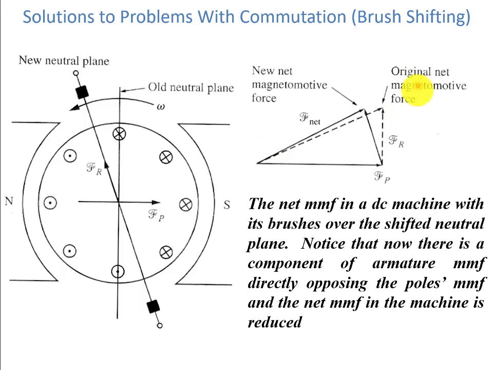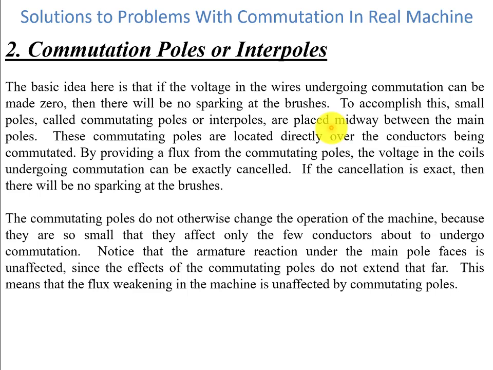Now here this was the original magnetomotive force, and obviously they are orthogonal, and we can have the maximum net magnetomotive force. But if we have this neutral plane shift and the brushes are shifted to the new location, our net magnetomotive force will be reduced. That's causing the flux weakening problem in this motor. So there was another problem.